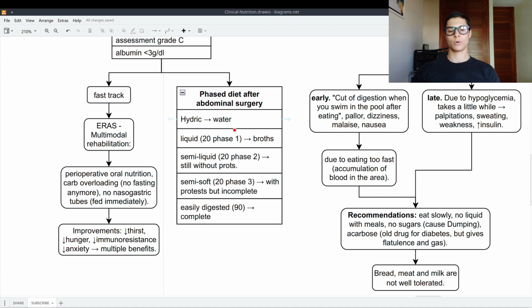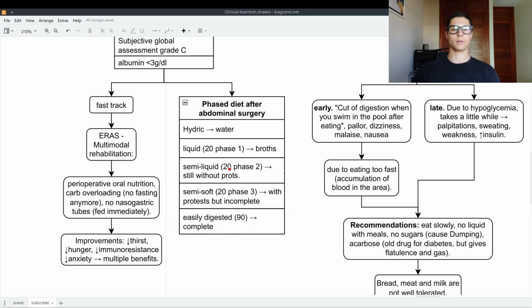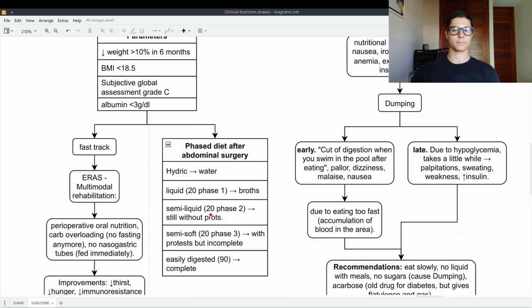Phased diet after abdominal surgery. Hydrate, we're using water. Liquid, 20 phase 1, using broths. Semi-liquid, 20 phase 2. This is the number of the diet in the hospital. Still without proteins. And semi-soft, 20 phase 3, with proteins but incomplete. And easily digestible, the 90, which is complete. So again, here we follow a program of a progressive diet.